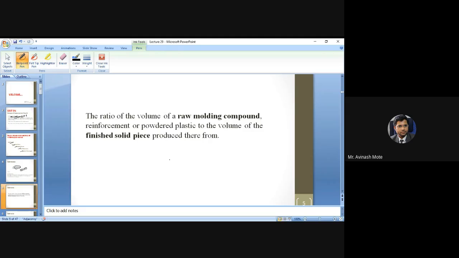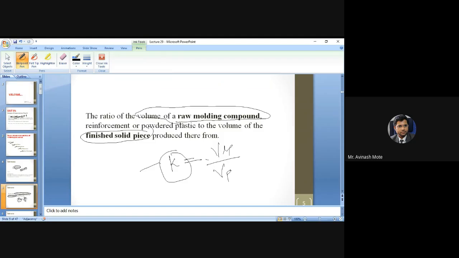This bulk factor, which we denote with the capital K, is the ratio of the volume of raw molding compound, maybe the powder or the pellets, to the volume of the finished solid piece. So it is the volume of loose powder to the volume of the product. That is the bulk factor.